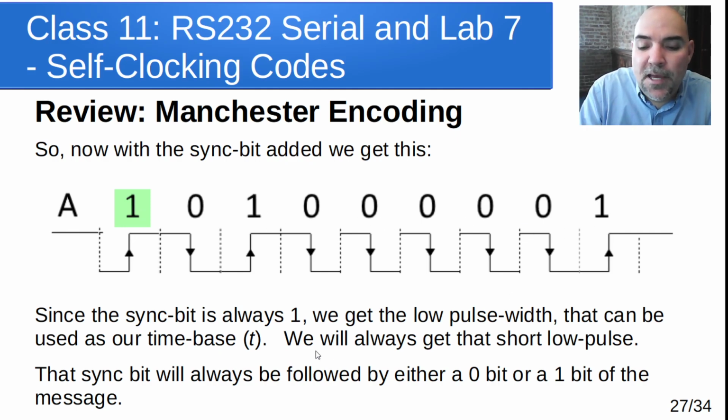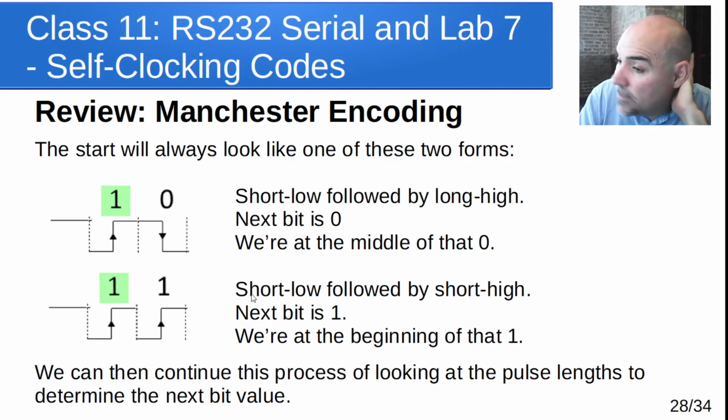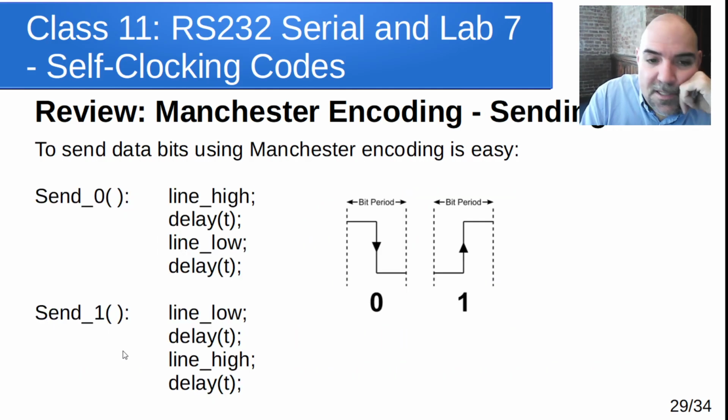And it's easy to do that using an algorithm like this. This algorithm basically says that after we see that transition, if it's a long period that's high, we know that's a logic 0, and we're at the middle of that 0. If it's a short pulse that's high, we know the next bit is a logic 1, and we're at the beginning of that, so we need to move ahead to the middle to then count off the next one. So the idea here, sending is really easy.